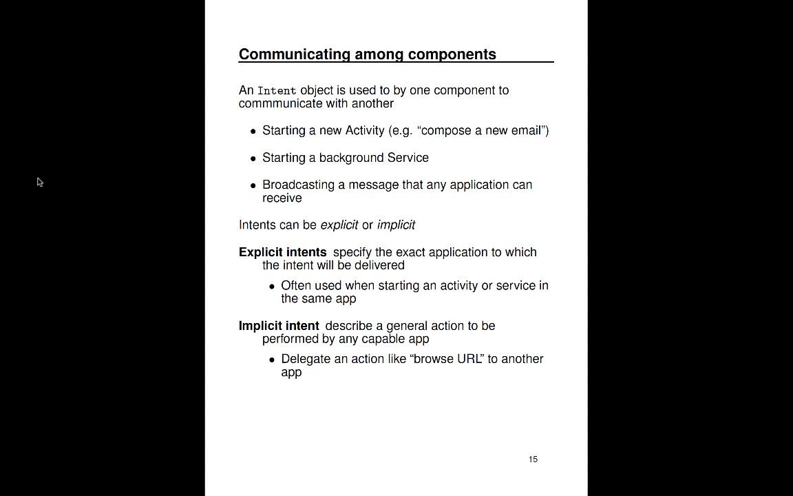The other category of intent are called implicit intents. And what they do is they describe a general action that should be performed by any capable app. So for instance, let's say you have an application that has a URL link. If you want to browse to that URL, you issue an implicit intent to browse the URL. And this allows the Android operating system and potentially the user to choose which application it wants to respond to that intent. So you might have multiple web browsers installed on your Android device. An implicit intent will result in a little pop-up saying, hey, which browser do you want to open?